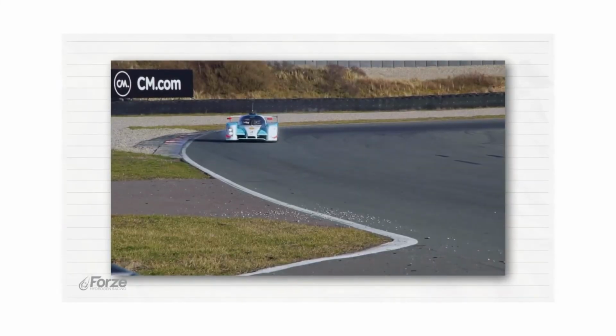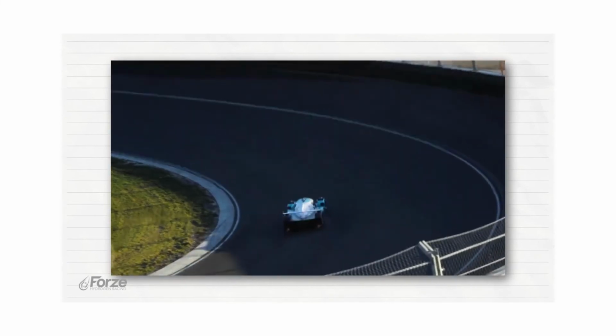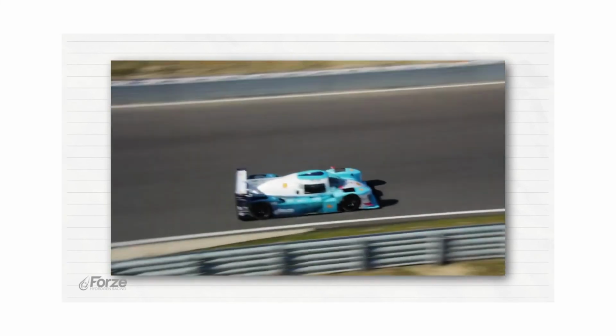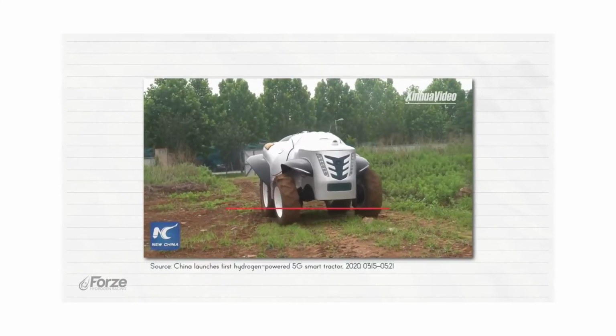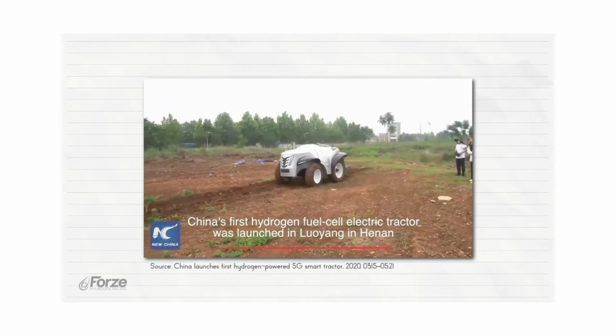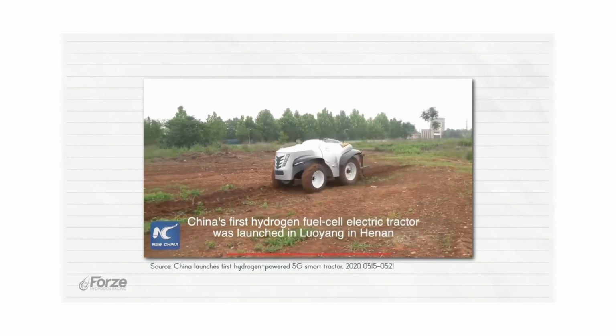For a faster example of hydrogen propulsion, you can look at our Forze hydrogen race cars that can reach speeds exceeding 200 kilometers an hour. Another example of a fuel cell hydrogen-powered vehicle, one that is a bit more surprising perhaps, is a tractor. Yes, you heard that right. An autonomous hydrogen-powered tractor has been developed in China.